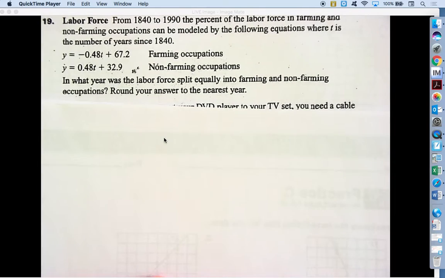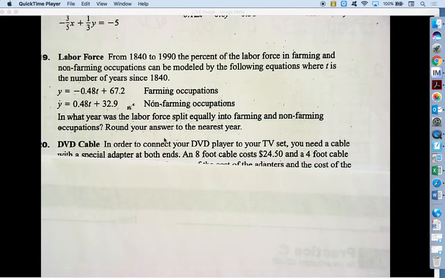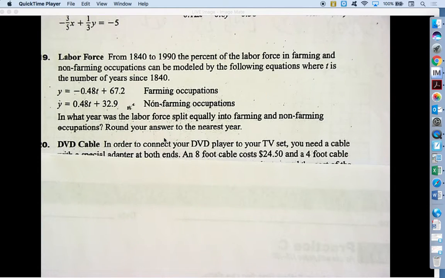From 1840 to 1990, the percent of labor force in farming and non-farming occupations can be modeled by the following equations. You have to remember, if we're talking about the 1800s, most of the jobs that were created were based off of farming. It wasn't anything like it is today. Even in the 1990s, it was a lot different 30 years ago. So the equations here were taken from actual data, and these would be lines of regression. So taking data, creating the scatter plot, and then coming up with that best fit line. So these are two equations that would represent best fit lines. Not that you need to know that, but that's really how these equations were created.